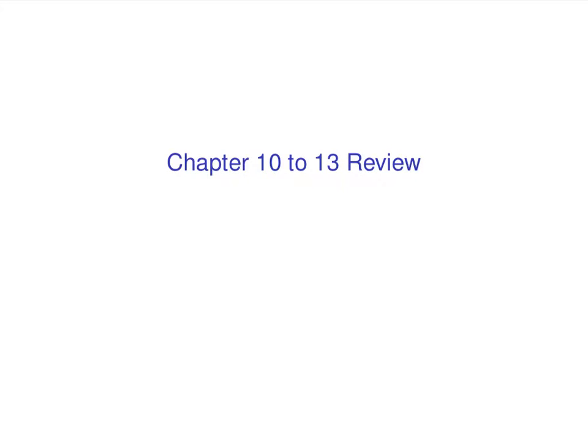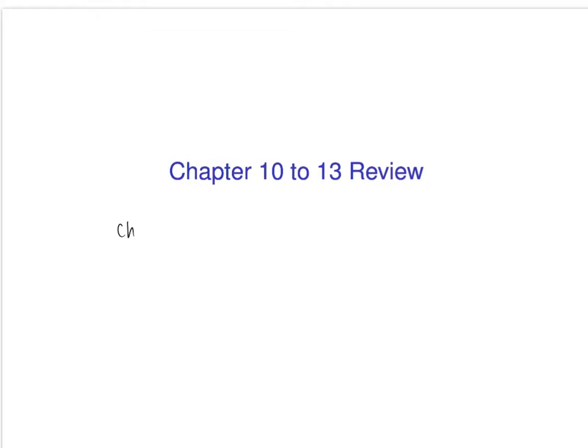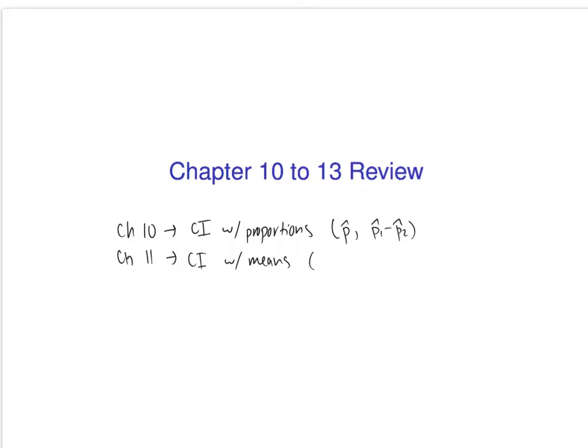Chapter 10. So chapters 10 and 11 were confidence intervals. Let's just do a quick summary. Chapter 10 is CI with proportions, which would be p hat, p1 hat minus p2 hat. Chapter 11 was confidence intervals with means. What are the three kinds of means we talked about?